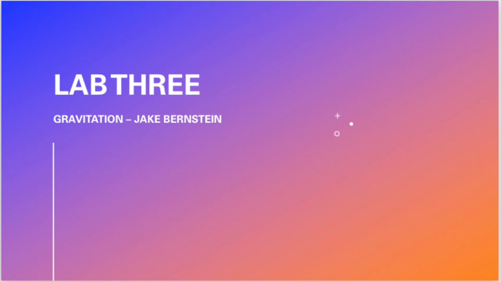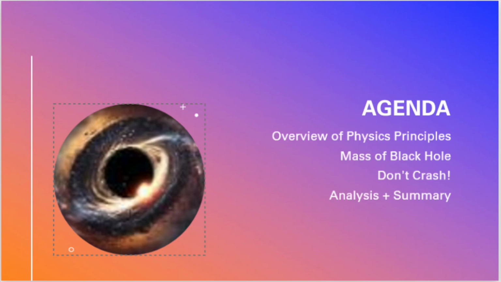Hello everyone and welcome to Lab 3, which revolves around gravitation based on circular motion. Today we'll cover the following topics in sequential order, starting with physics principles and the initial conditions surrounding the experiment, moving on to part 1 of the experiment, which is simply calculating the mass of a black hole given a simulation, and then part 2 is called Don't Crash, more on that later, which is followed by the analysis, summary, and other overarching questions to go along with the lab.